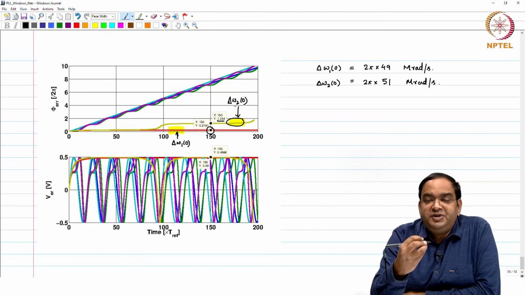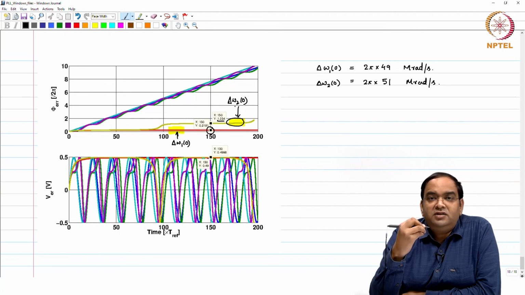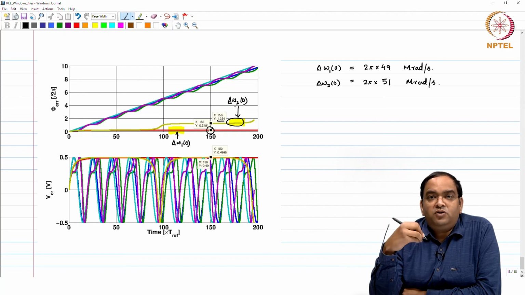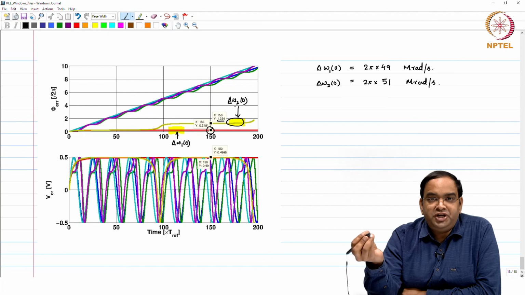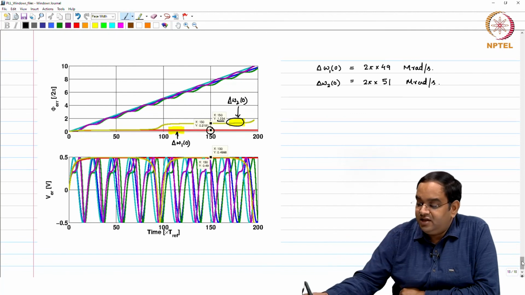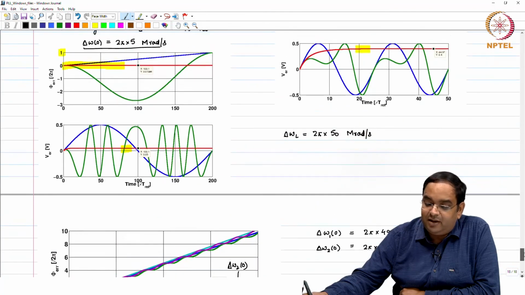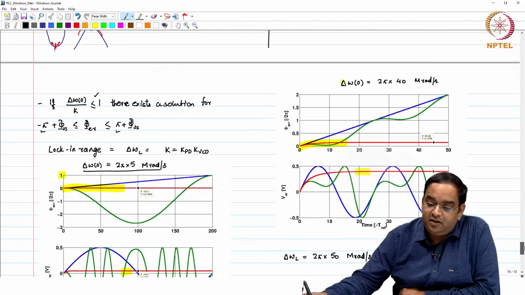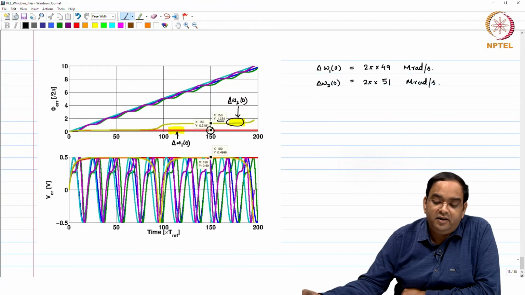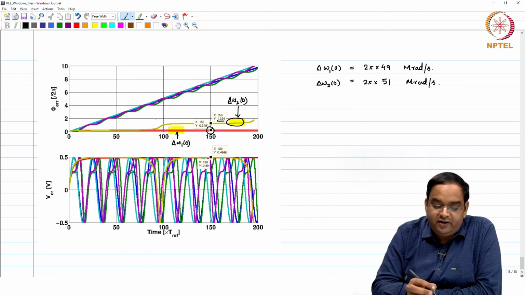There were two conditions which we initially told: that delta omega 0 by k should be less than 1, and that there always exists a solution within the phase error of 0 to 2 pi. If you exceed that, the PLL will not even lock. That is what we see here using three different examples: a low frequency error, a little larger frequency error, and then very close to the lock in range. Very close to the lock in range, you see the phase error exceeds 2 pi and the PLL does not lock.